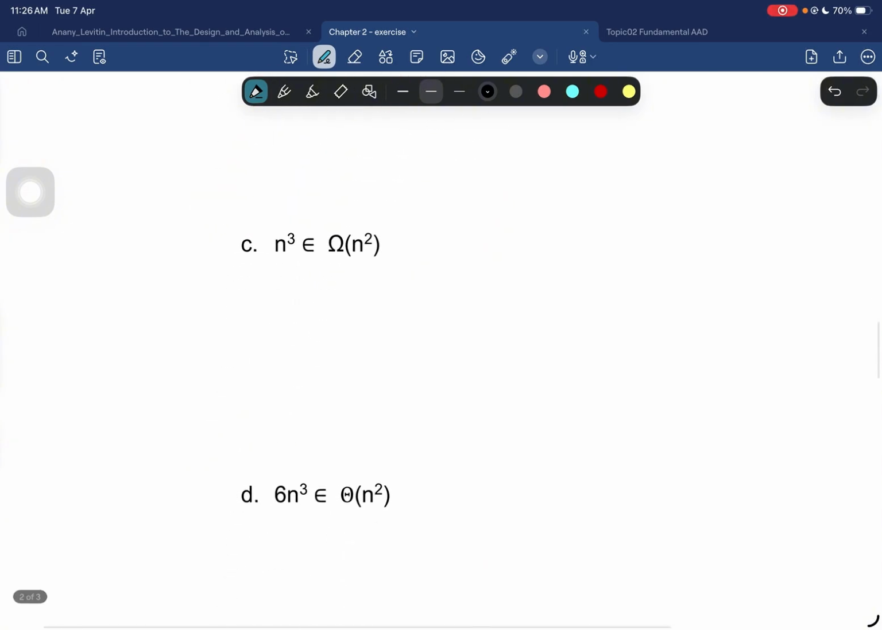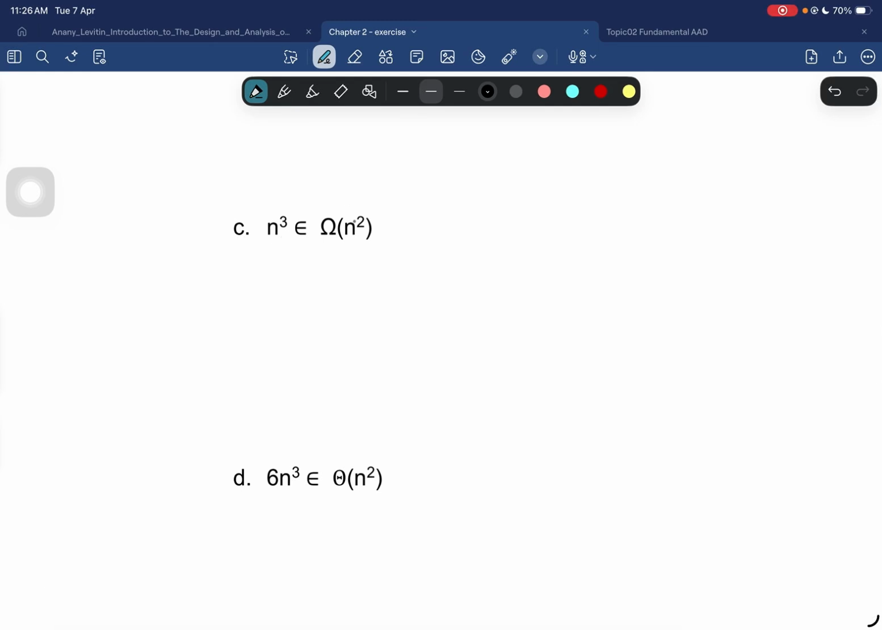And the next question is between n cubic and n square. It is Omega(n square). Omega is a lower bound, so when something belongs to Omega(n square), it needs to grow faster than n square. n cubic grows faster than n square, so it is true.